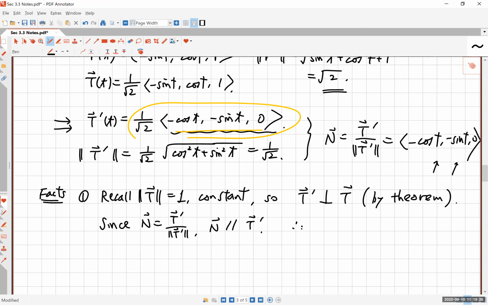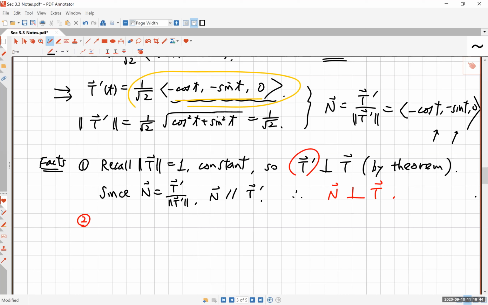So all this is saying is this, and this is important. Let me write this in red. N has the same direction as T prime, so N and T are perpendicular to each other. This is one important thing that you need to remember. And the second thing is, since N is normalized, the norm of N is 1.